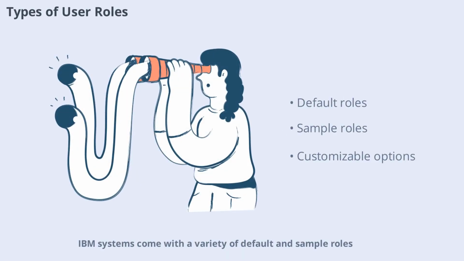IBM systems come with a variety of default and sample roles, as well as the ability to create custom roles. Default roles cover common needs, while sample roles provide templates for specific scenarios. Accelerator and module-based roles offer specialized permissions for advanced use cases. Understanding the different types of roles helps you design an access management strategy that fits your organization's unique requirements.